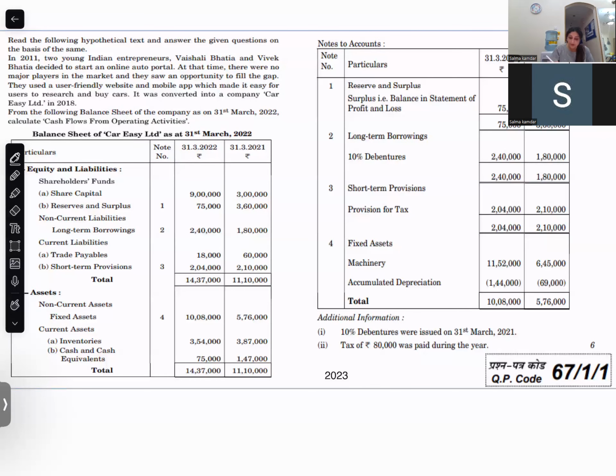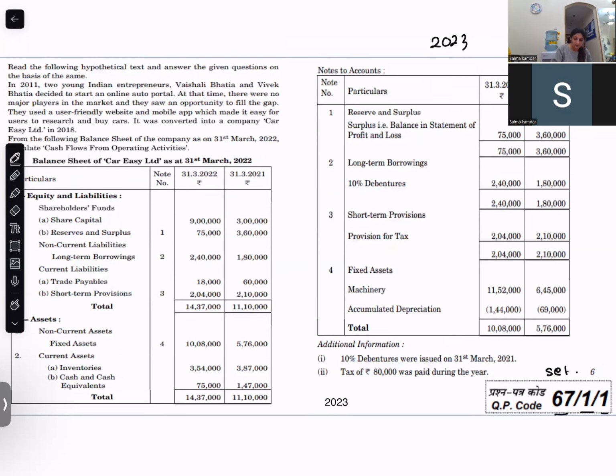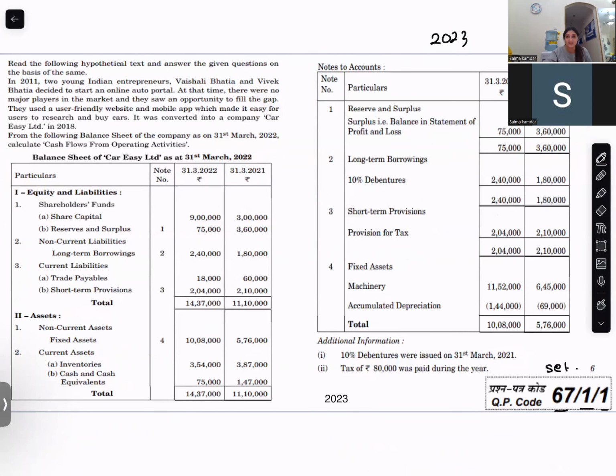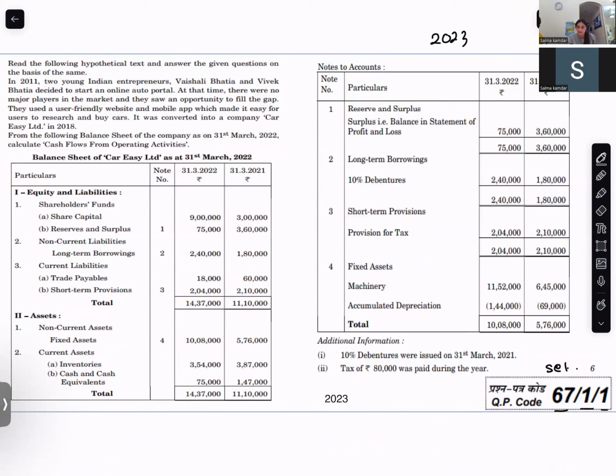So we are doing the sum of 2023, last year, 6711 set 1. This is a sum of cash flow which comes for 6 marks. So every year you will receive a cash flow sum of 6 marks. Even this year you can receive that. Please read the question. Yasir, can you please do that?